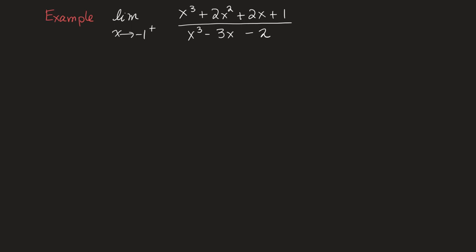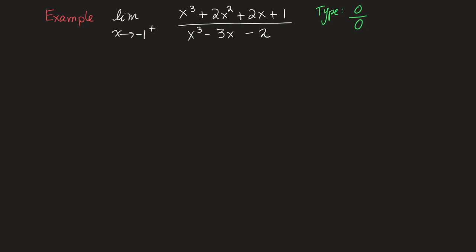In this video, I'm going to work out this limit. As always, the first thing I should do is check my type. When I evaluate the numerator at -1, I get 0, and when I evaluate the denominator at -1, I get 0. So this is an indeterminate form, which means I must change the function somehow so that I can get it in a form where I can evaluate the limit.